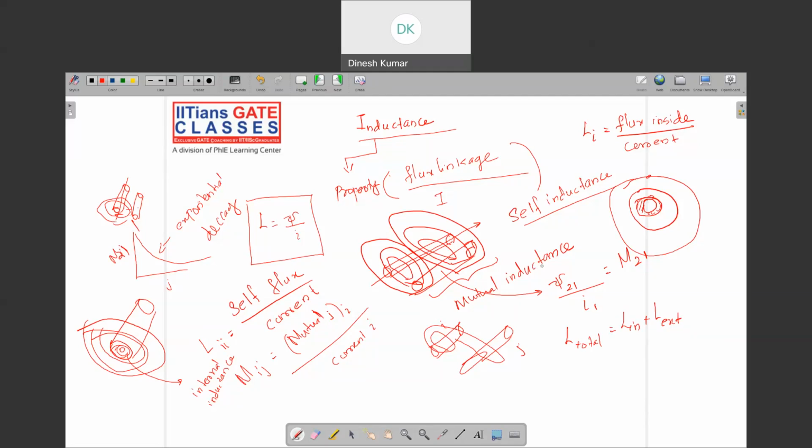While we find the inductance, we have to remember one thing: the frequency effect, that is the skin and proximity effect, is neglected. That is, the current flows through the conductor uniformly, similar to DC. Skin and proximity effect is neglected. This is very important. So you should remember this while we find the inductance of a transmission line: the skin and proximity effects are neglected.